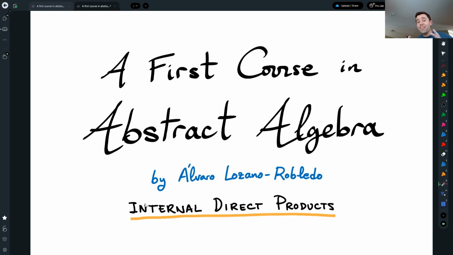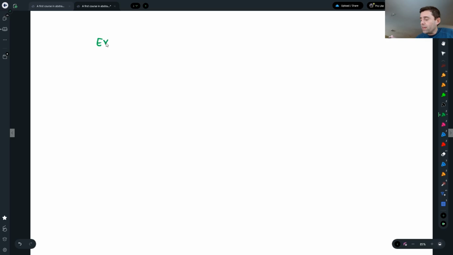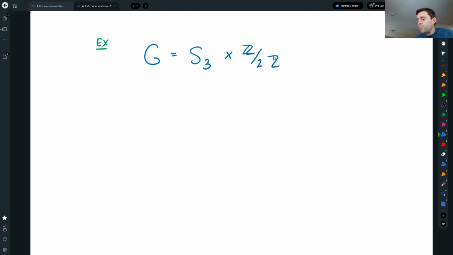And what we did last time is to create groups from old groups as direct products, what we call external direct products. So for example, we created a new group by doing the direct product of S3 and Z modulo 2Z. This is a new example of a non-abelian group because S3 is non-abelian, but now it's a group of order 12 that is non-abelian, so it gives us new groups.